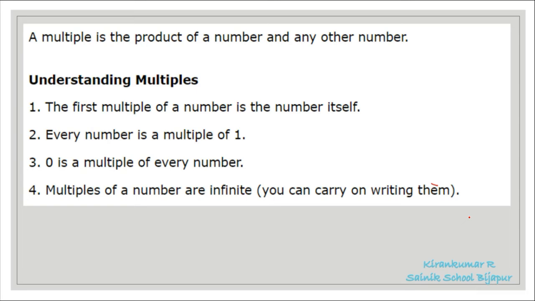Understanding multiples, there are a few points. The first multiple of a number is the number itself. Every number is a multiple of 1. 0 is a multiple of every number. Multiples of a number are infinite. You can carry on writing them.